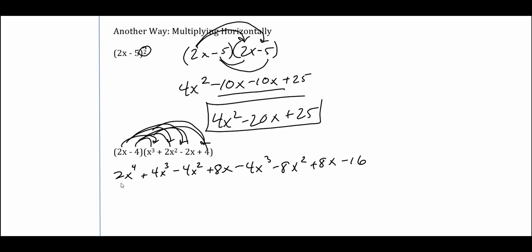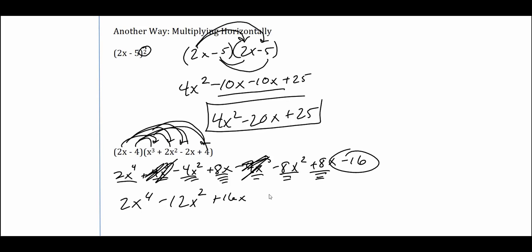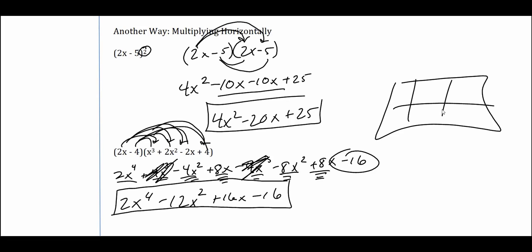And you can see that this number I cannot do anything with. I can combine those two. Well, 4 minus 4 is 0, so they just cancel out and go away. I can combine those to get negative 12x squared. I can combine my 8x and 8x to get 16x, and then your negative 16 is going to be at the very end. So that is your answer for multiplying horizontally. It's the same process. It's just, do I want a box or do I want to do it this way? That is up to you. That is your call.